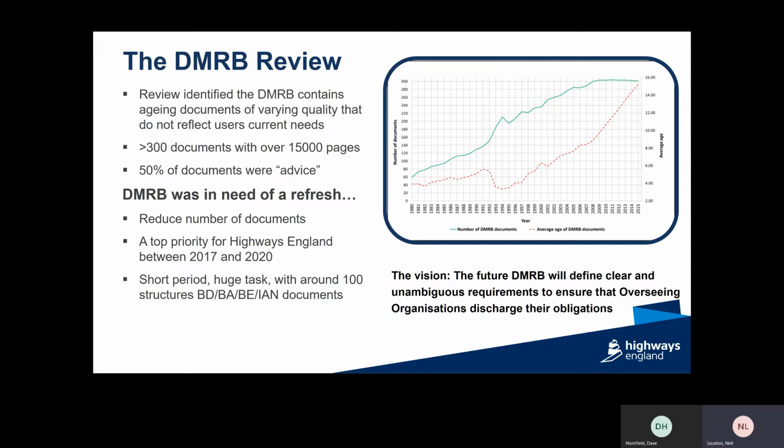The actual task to review the DMRB was a top priority between 2017 and 2020 for High Wycombe, England. It was a very short period and a huge task. And for structures, there were over 100 documents involved, which covered the BDs, BAs, older BE documents, and interim advice notes. And one of the overriding aspirations of the new DMRB was to define clear and unambiguous requirements to ensure that all overseeing organisations could discharge their obligations.